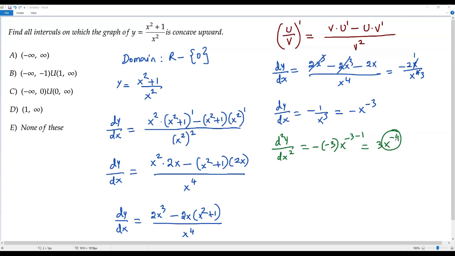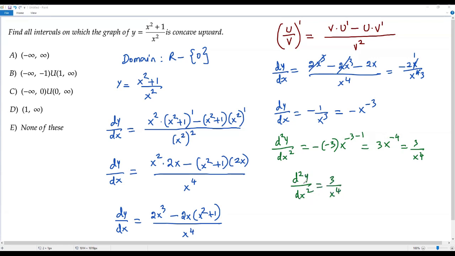So here x to the negative fourth power, in which we have a negative exponent. If I move this term to the denominator, automatically the exponent negative 4 will become positive. Then we get 3 over x to the fourth power. Anyways, let's write the result over here. d square y over dx square, we get 3 over x to the fourth power.